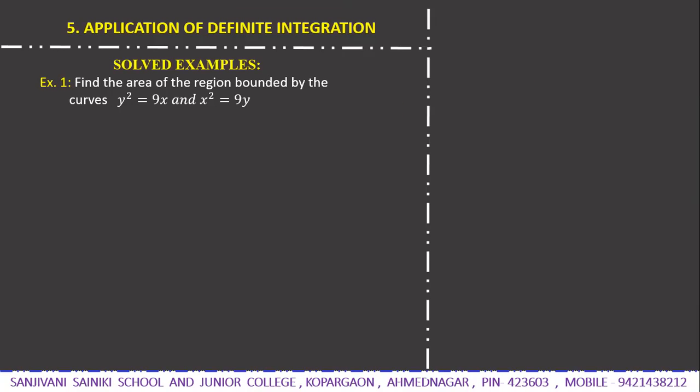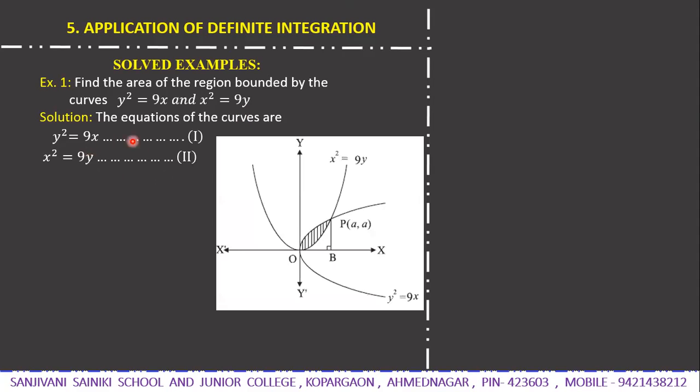Look at this example. Find the area of the region bounded by the curves y square is equal to 9x and x square is equal to 9y. Now y square is equal to 9x is the equation of the parabola opening towards positive direction of x-axis. X square is equal to 9y is the equation of the parabola opening towards positive direction of y-axis. So these are the curves and these are their graphs. Okay, so this is the area between these two curves, that we want to find out, but we don't know from where to where we have to integrate. So we have to solve these two equations simultaneously.